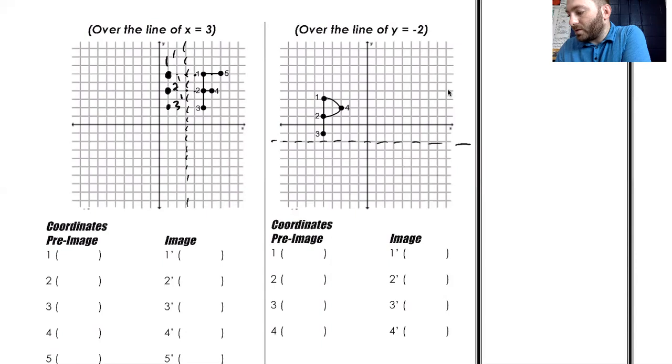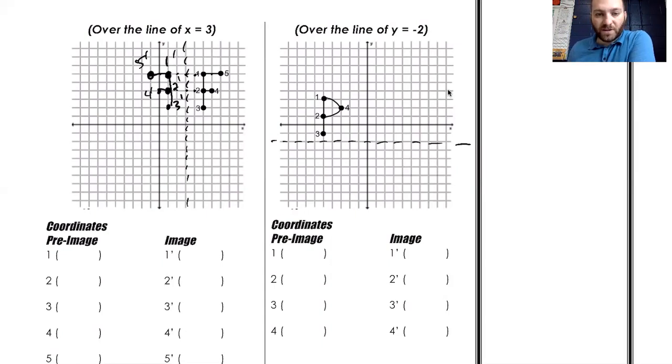5 is 1, 2, 3, 4 spots away. I'm going to count that out as 1, 2, 3, 4 spots out here. And then 4 is 1, 2, 3 spots away. So it's going to come out to here for 4 prime. Okay.